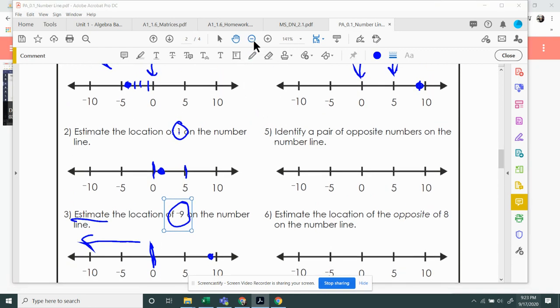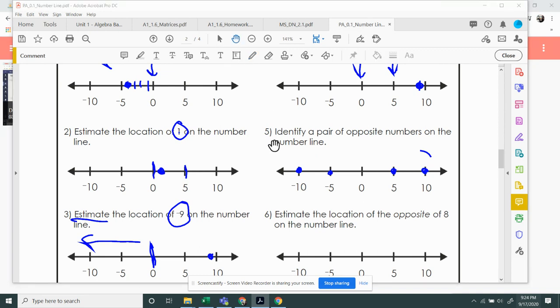Okay, number 5 asks us to identify a pair of opposite numbers on the number line. So we can choose -5 and +5. That's one thing we could do. We could also choose -10. If we choose -10, we have to choose +10. So there's two pairs of opposite numbers on the number line.